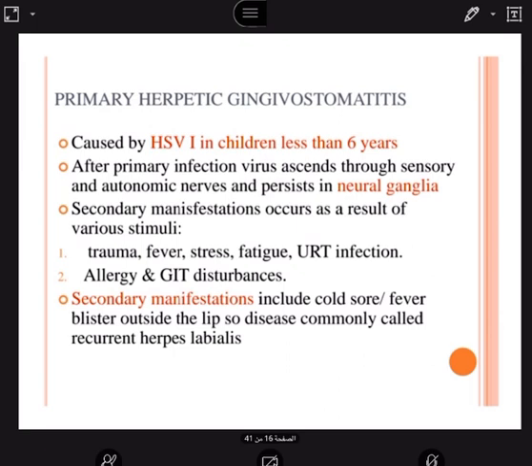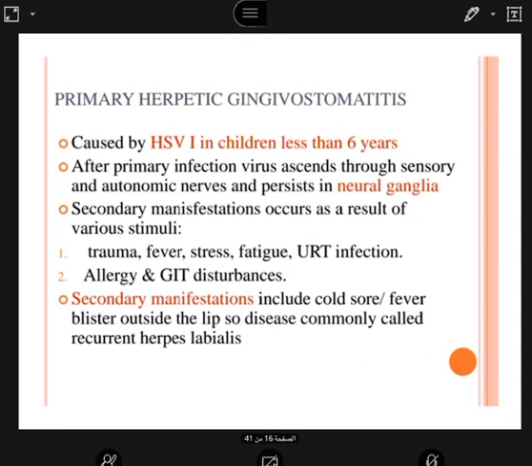Now, coming to primary herpetic gingival stomatitis, which is very important. Please highlight this slide with a red mark. It is caused by herpes simplex virus 1 in children less than 6 years of age. The biggest problem is that it is very commonly seen in children. After the primary infection, the virus is retained in your body. It ascends through the sensory and autonomic nerves and persists in the neural ganglion. It will not go away from your body, and it will wait for an opportunity.